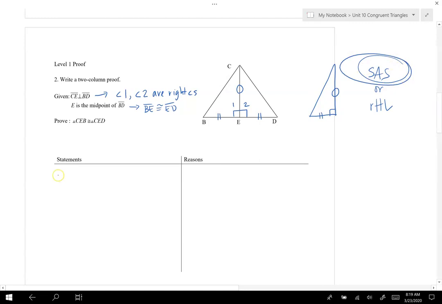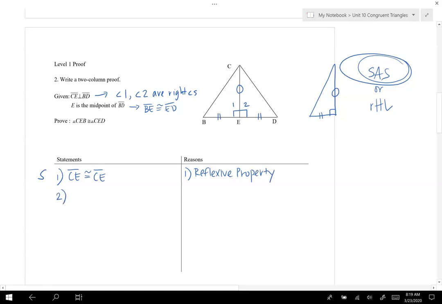And now we write our proof. So if I'm going to do side angle side, I'll start actually with my reflexive side first. CE is congruent to CE. Not given. Reflexive side. So reflexive property. All right. So there's a side.